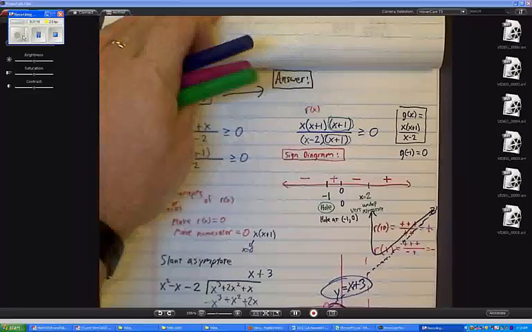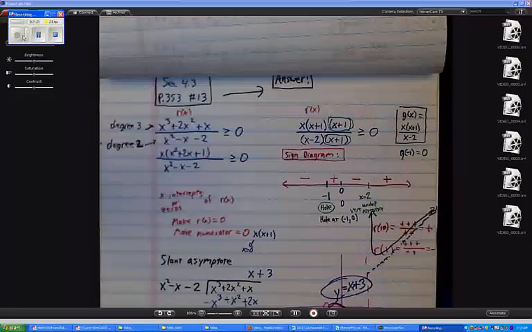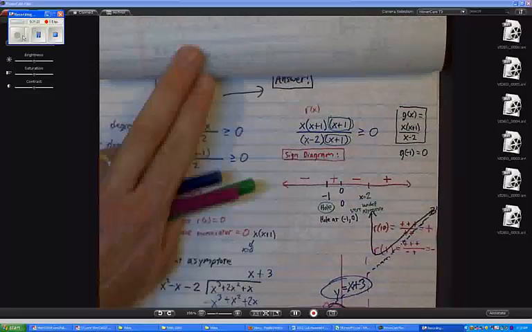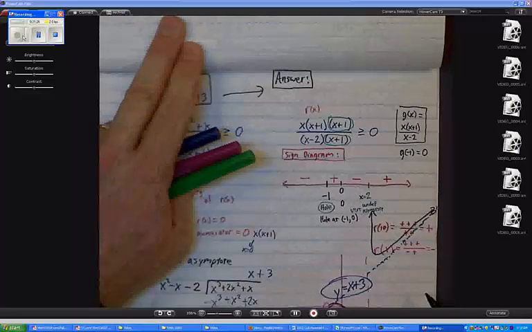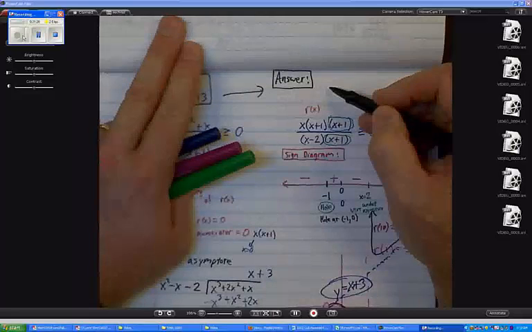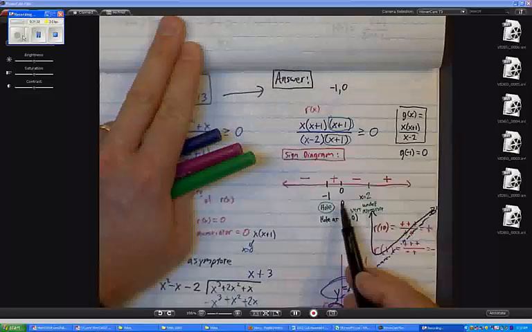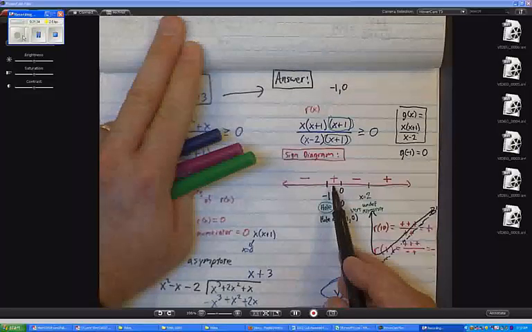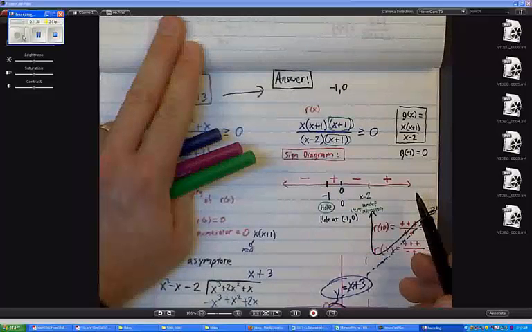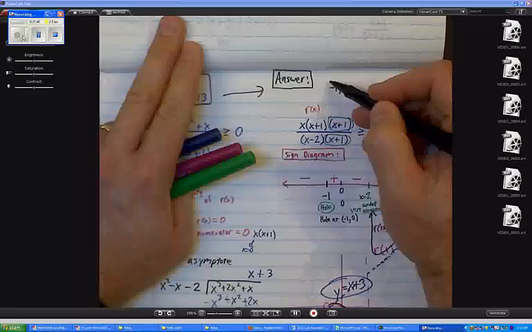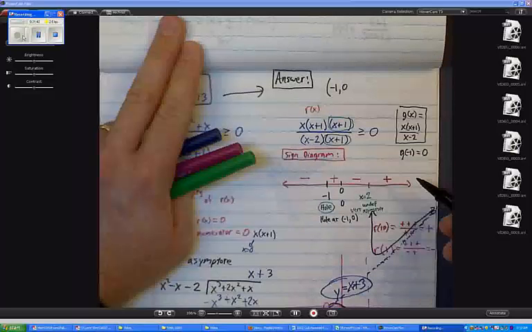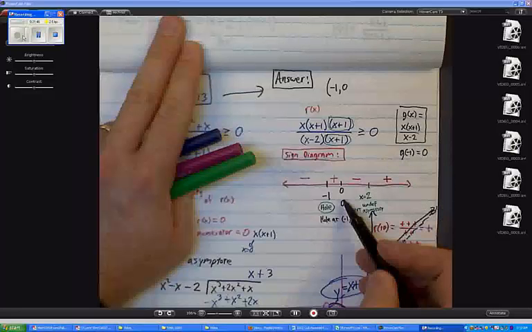Which intervals do I want? We definitely want to go from -1 to 0 because, right? That's where it's greater than or equal to 0. Do I want to include these things? Well, not -1. How come? Hold there. Do I want to include 0? Yes, because it says we're allowed to equal 0. Greater than or equal to 0, and the output there is 0.